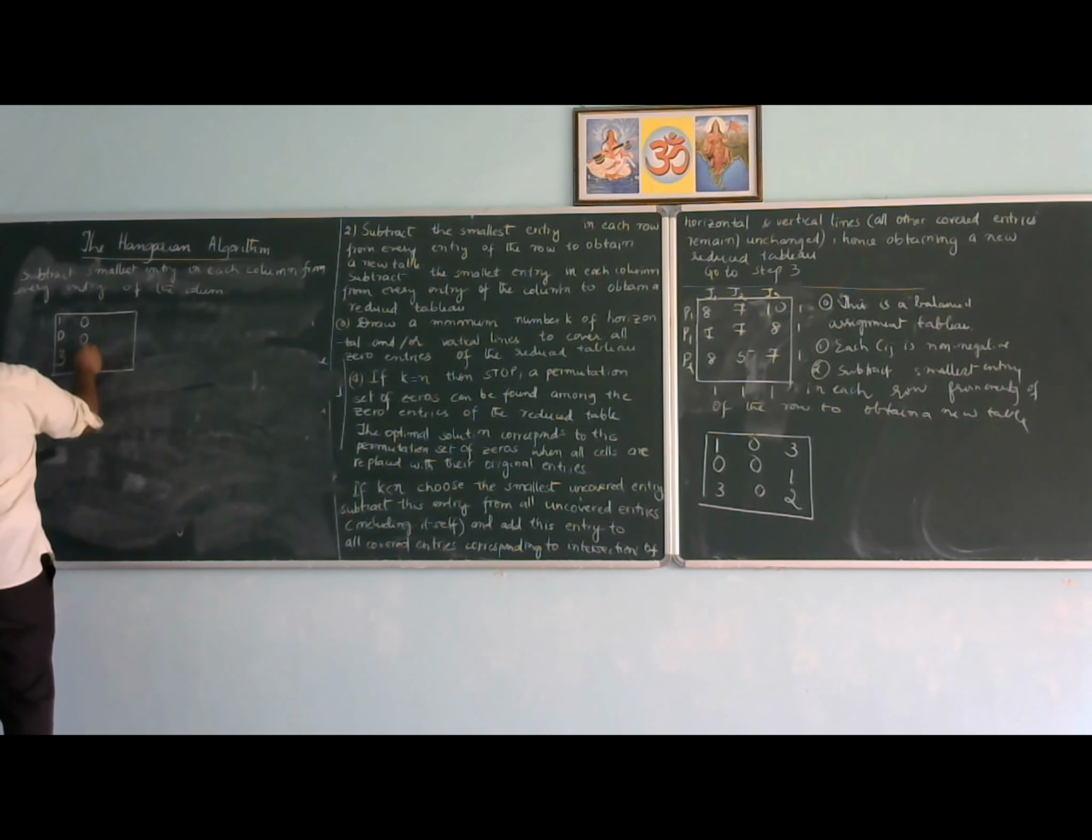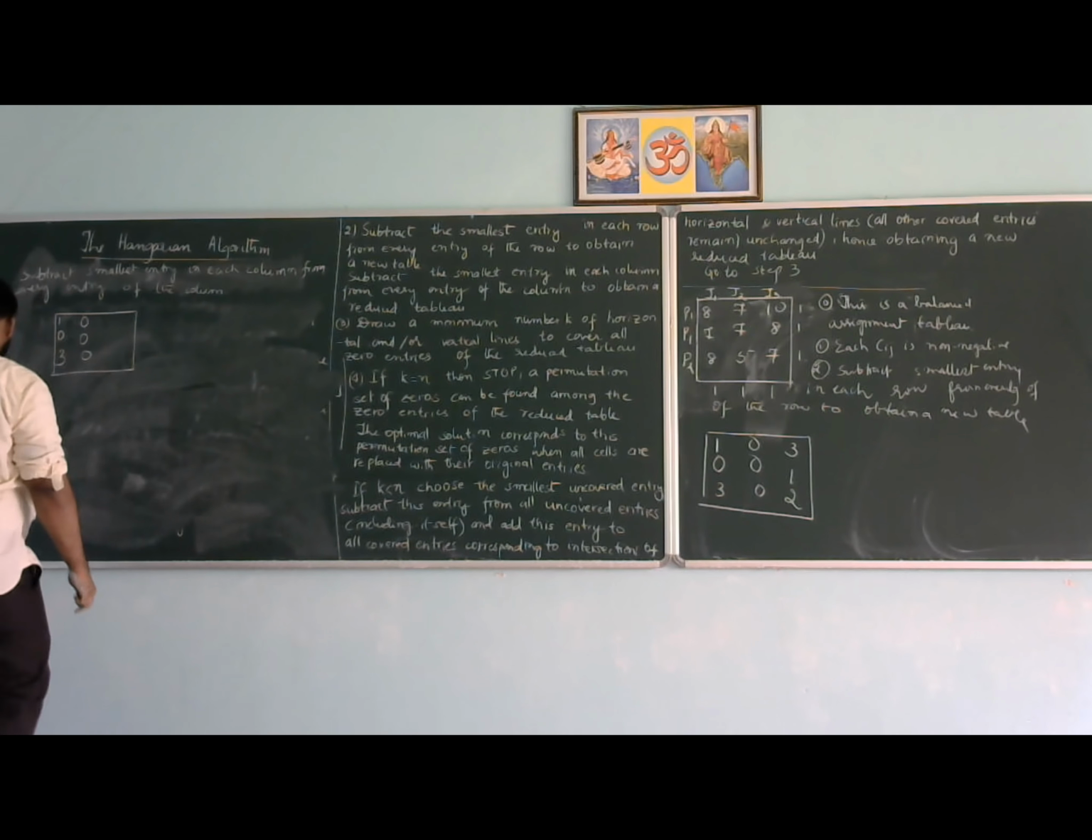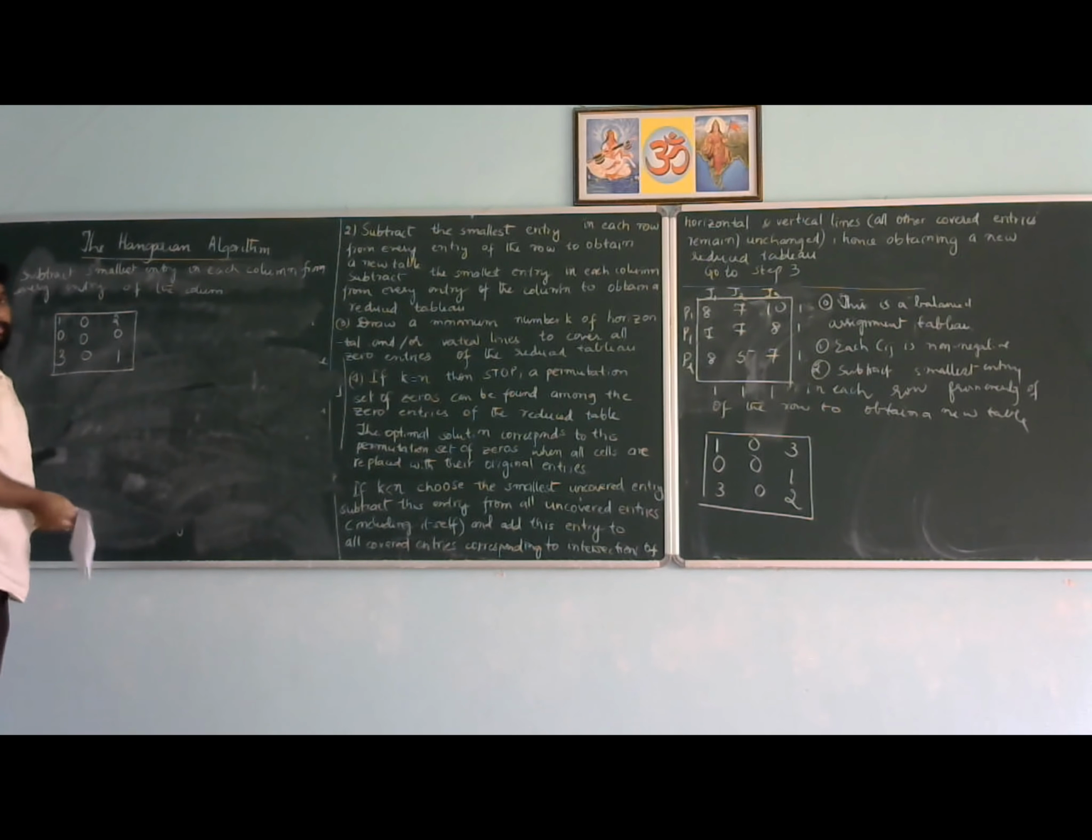Look at the third column. What is the smallest thing? There, 1 is the smallest thing. So we can subtract, and we get 2, 0, 1. This is the reduced table now.